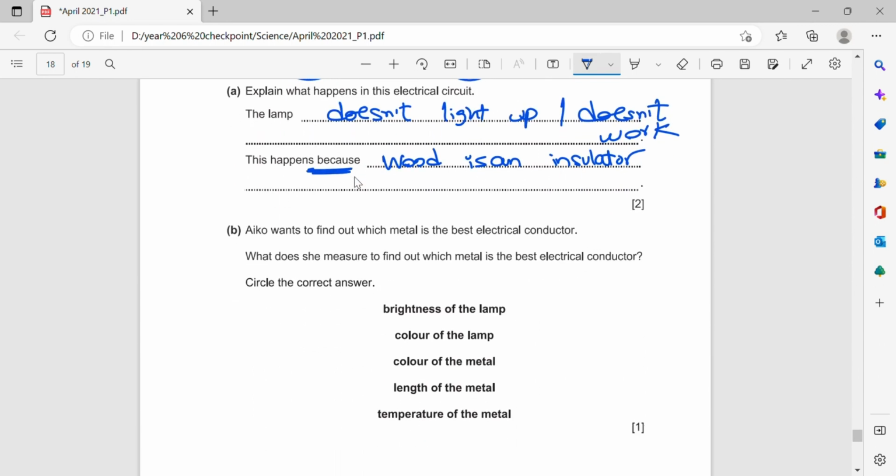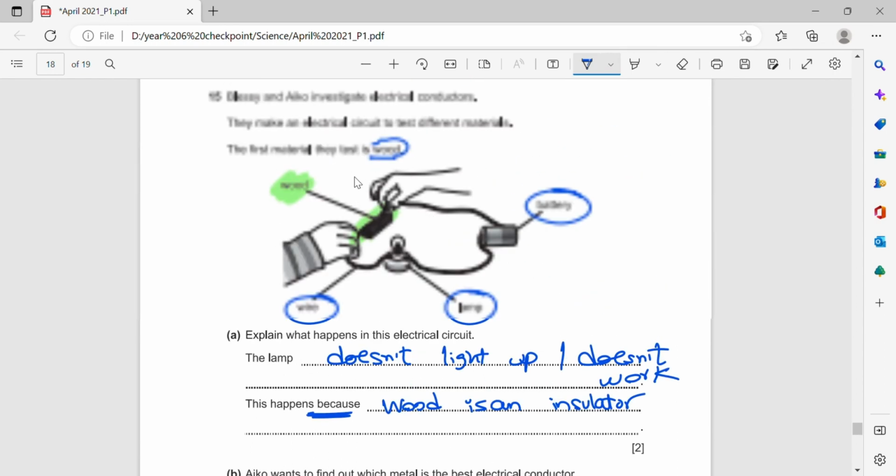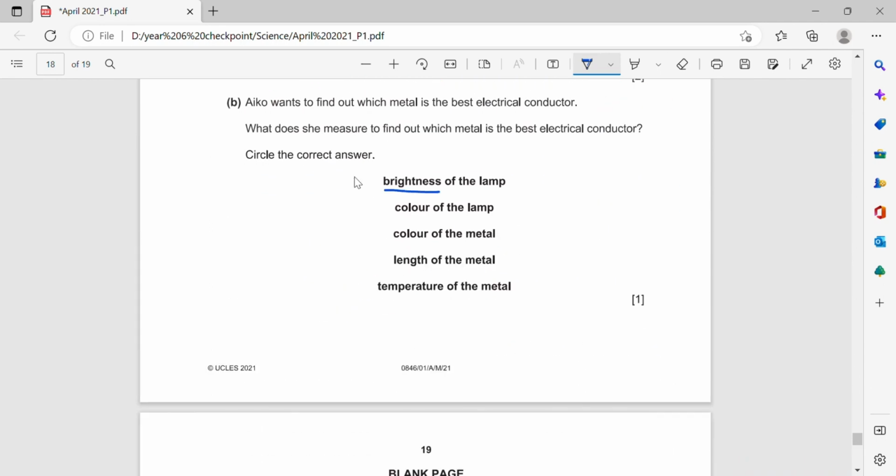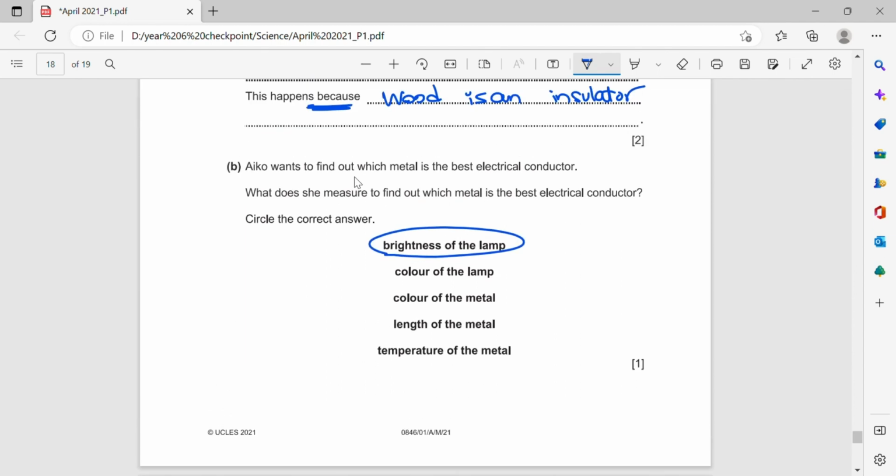Next question. Aiko wants to find out which metal is the best electrical conductor. What does she measure to find out which metal is the best electrical conductor? If she uses different metals to know which is best, she will measure, great, the brightness of the lamp. When it is brighter, that means more electrical conductivity. So now we come to the end of this session. Hope it was beneficial. Thank you so much.